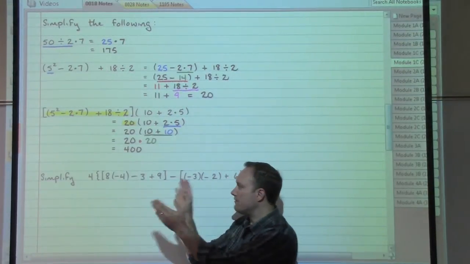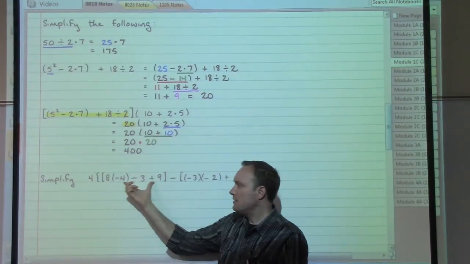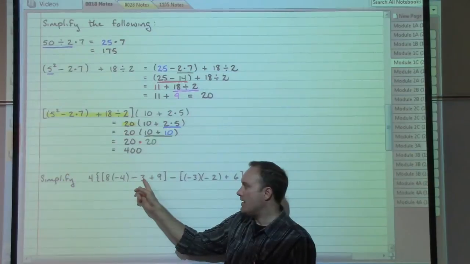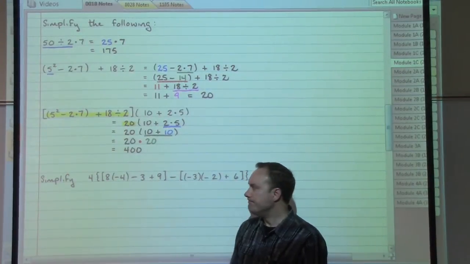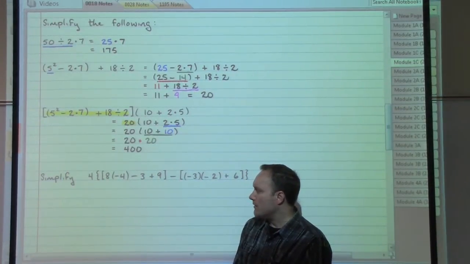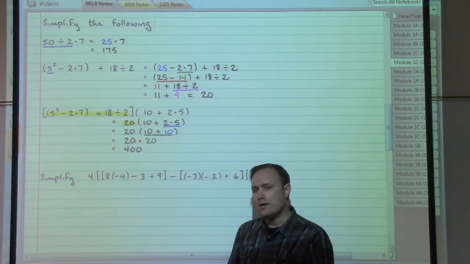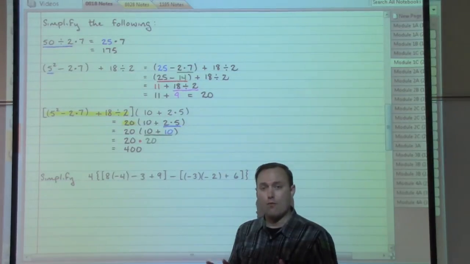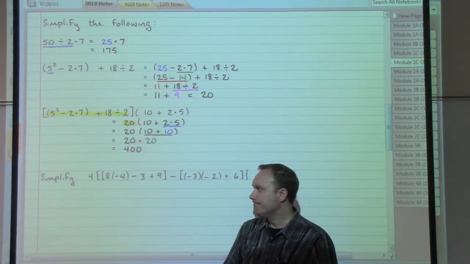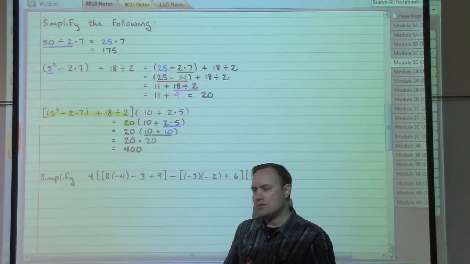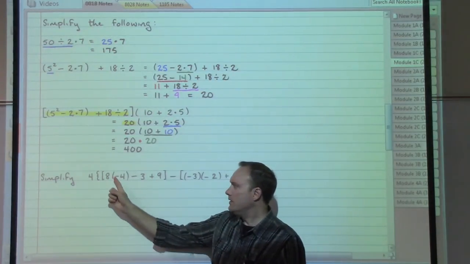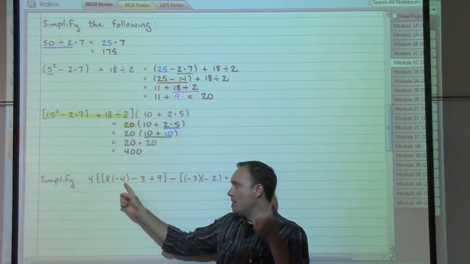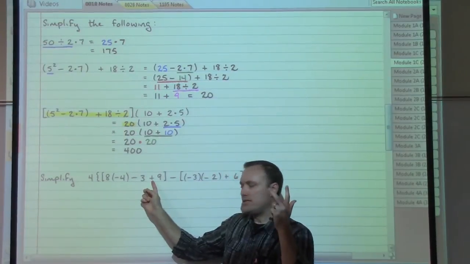So we put on our blinders and focus in on what's going on inside this set of brackets here. 8 parentheses negative 4 parentheses minus 3 plus 9. There's a set of parentheses to worry about, but what's inside those parentheses is only a number. It's a negative 4. No action. So what I really want to do is reread this. 8 times negative 4 minus 3 plus 9.